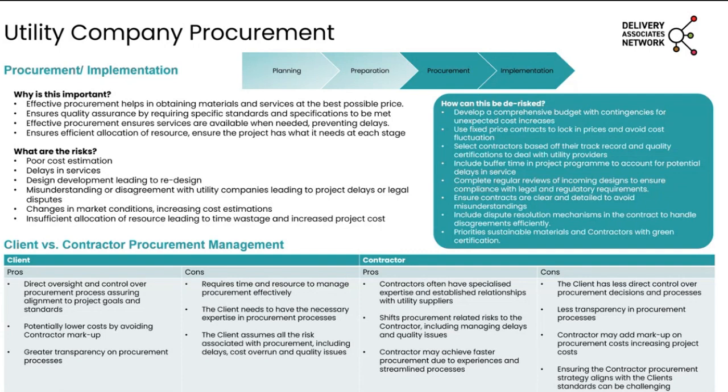Talk also there about client against contractor procurement. So there are two ways of doing this: the client can procure the utility company directly, or it can be done through the contractor. By the client doing it, you have a lot more control over what you're doing, over the assurance, and can avoid some additional costs that the contractor may look to put on.